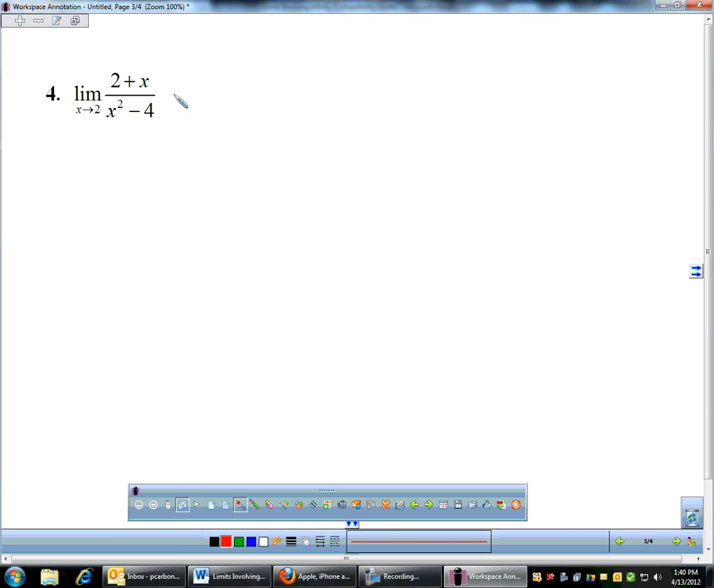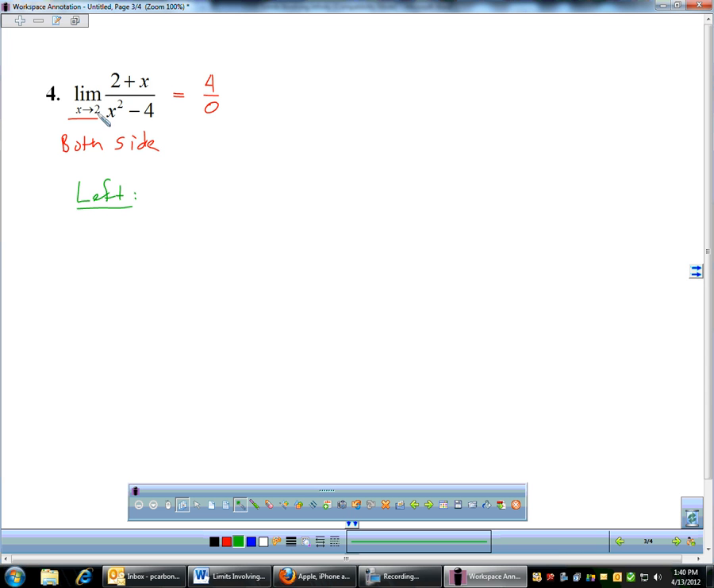The limit as x approaches 2 of this thing. If I plug in 2, 2 plus 2 is 4. 2 squared is 4. Minus 4 is 0. Okay, 4 divided by 0, that means we have to think about whether this is infinity, negative infinity, or does not exist. Notice this one I didn't specify side, so I have to look at both sides. It's x approaches 2, so I have to look at both sides, and we're going to start with the left. So let's look at the left side of this thing.